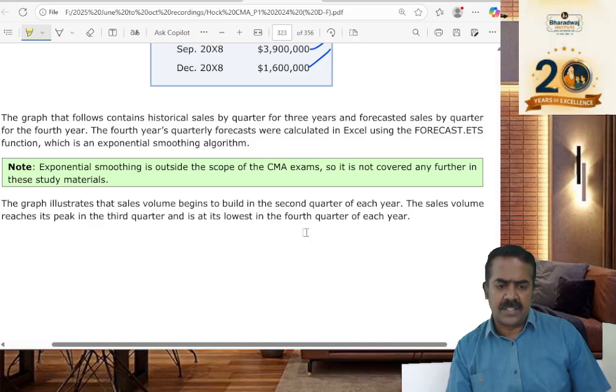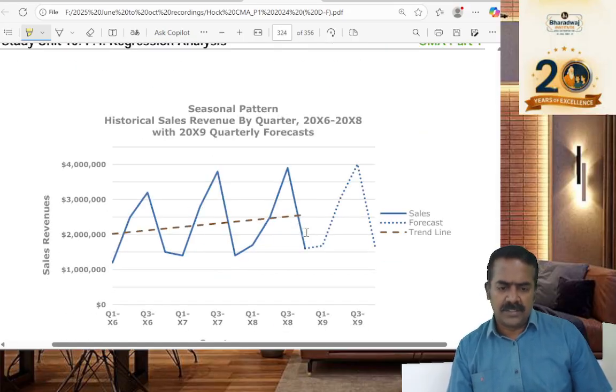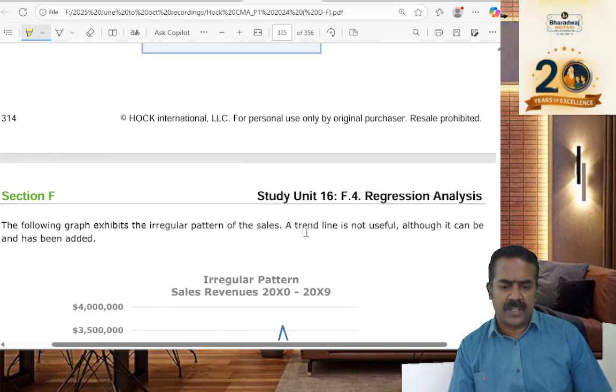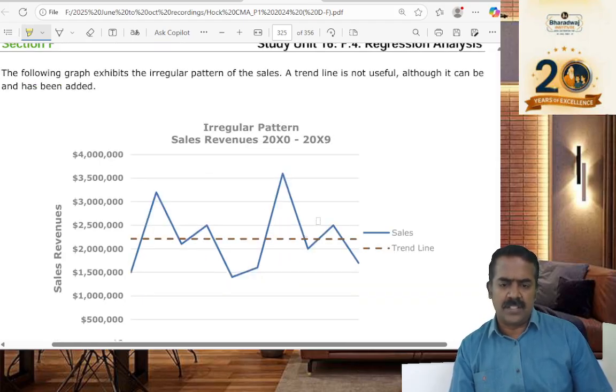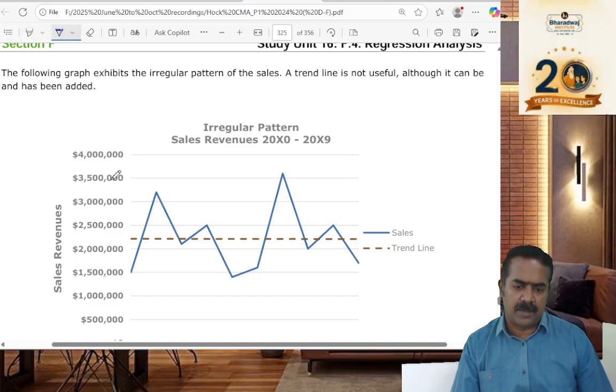This can be even a seasonal pattern also. During seasons, you can find sales will be more. During the seasons, it can be low also. It can be a seasonal pattern also.